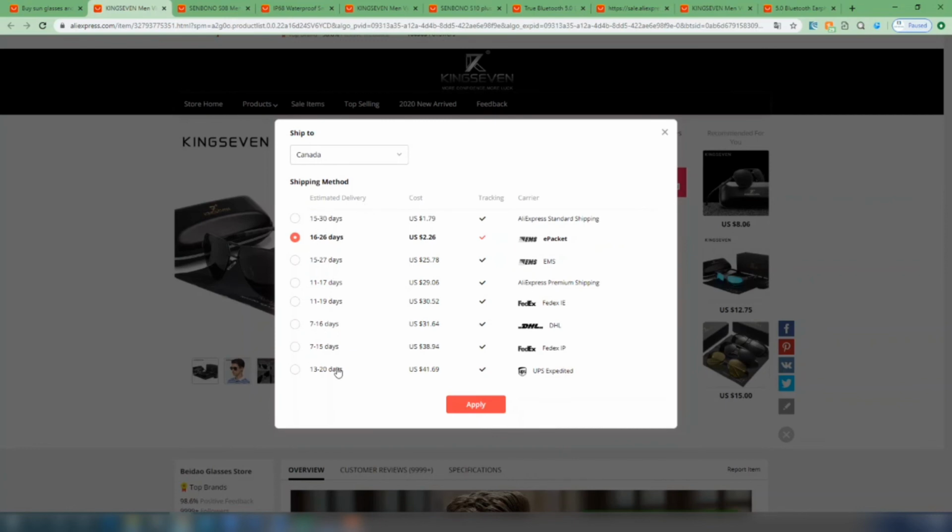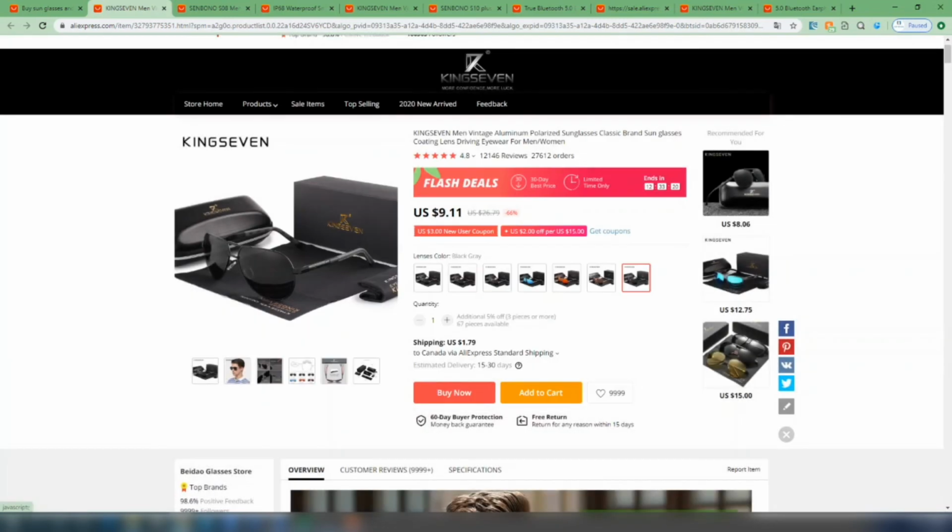If you want a shorter shipping time, as you can see, the shipping will cost you a lot more. Here it's $40 if you want to ship by FedEx, but once again, it's better for you to ship by ePacket. This way you'll stay more competitive on the market because your product will cost less to the clients. So once again, not really hard. You understand now how to find the right product on AliExpress.